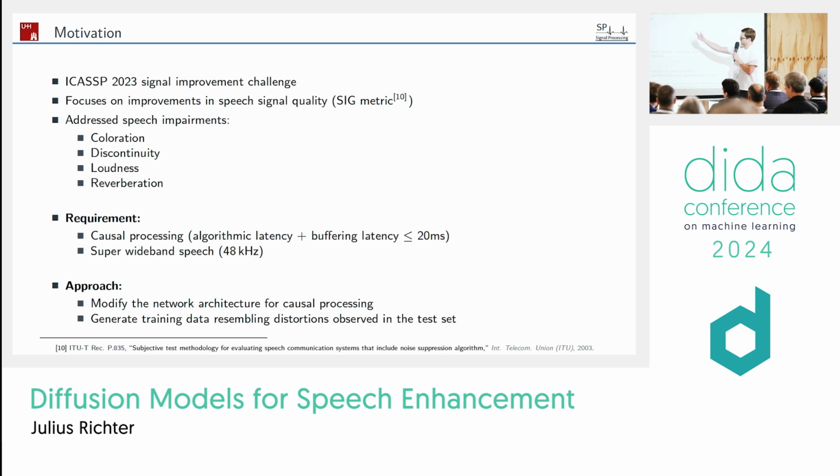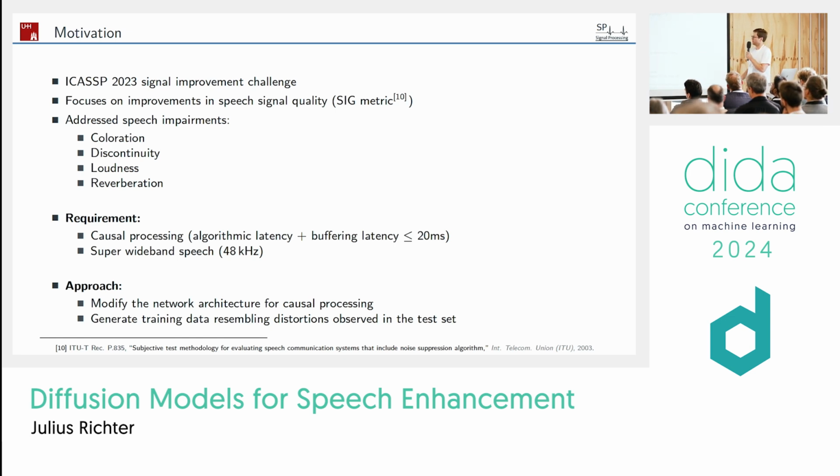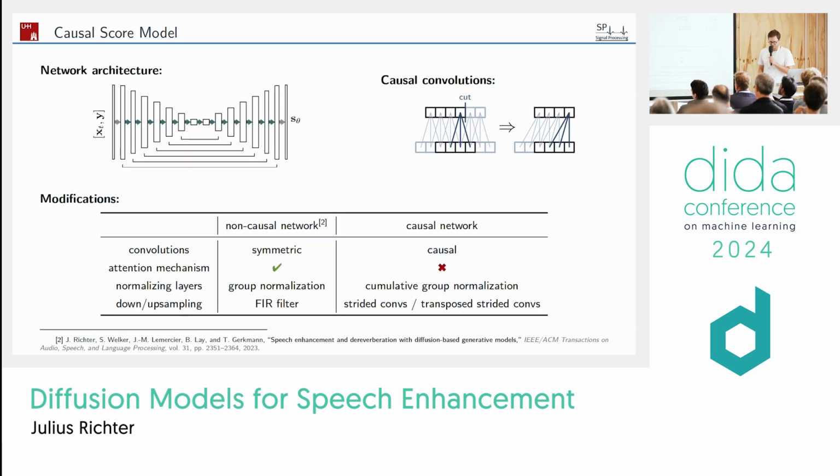And also, because it's a challenge, we had to look at the test set they gave us, so not the blind test set, and listen to what kind of distortions might be in there, and whether we can generate different data to improve our training. And right, so let's first talk about the modifications that we needed to make the whole thing causal.